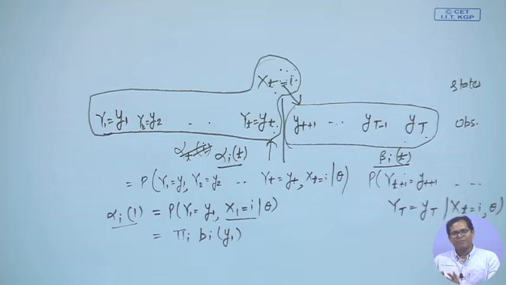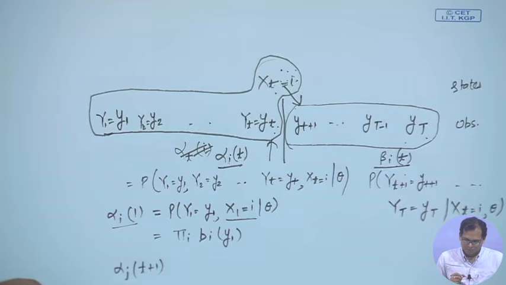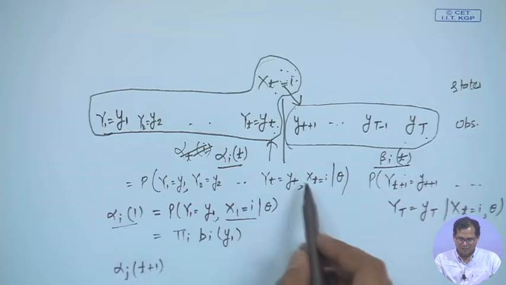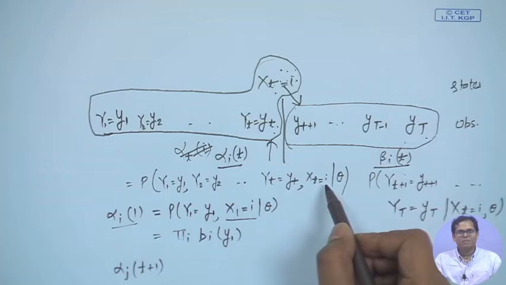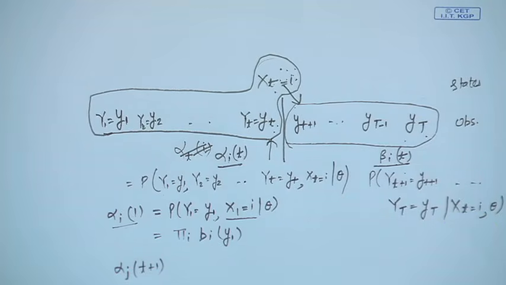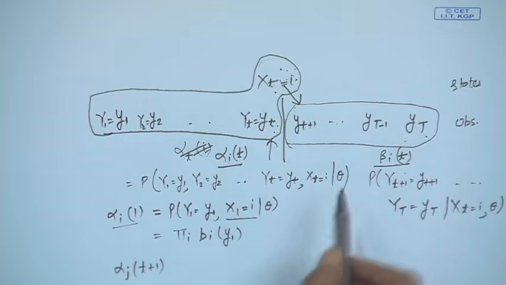Now at some point t plus 1, how will I compute alpha_j(t+1) given the previous alpha_i(t) I have computed? So alpha_j(t+1) is the probability of seeing the sequence up to y_{t+1} and the state x_{t+1} is j. How can I compute that using the previous alphas? I have the previous alpha that gives me this.